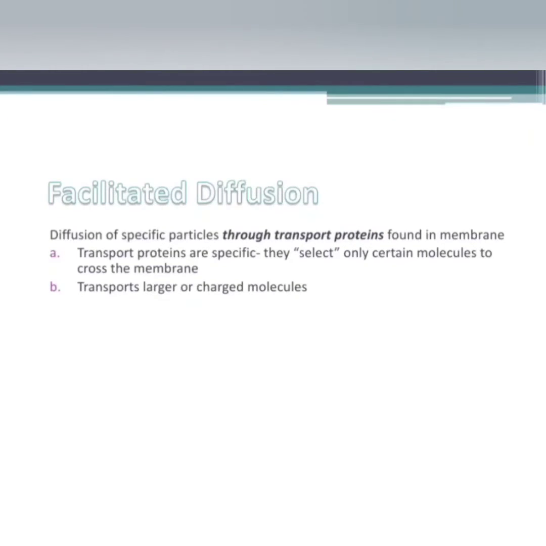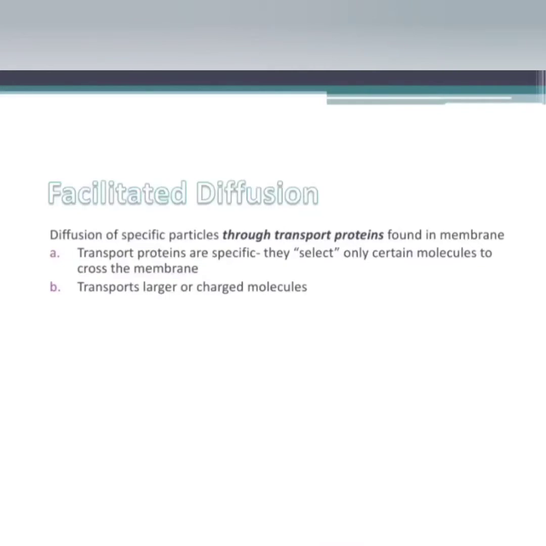Let's have a look at this. It is diffusion of specific particles through transport proteins found in the membrane. Transport proteins are specific. They select only certain molecules to cross the membrane, transporting larger or charged molecules. In the cell membrane, there are many molecules which carry a charge, minus or plus, which we also call ions. So through the specific proteins, only the charged particles can move without expending energy in this kind of facilitated diffusion, which is passive transport.